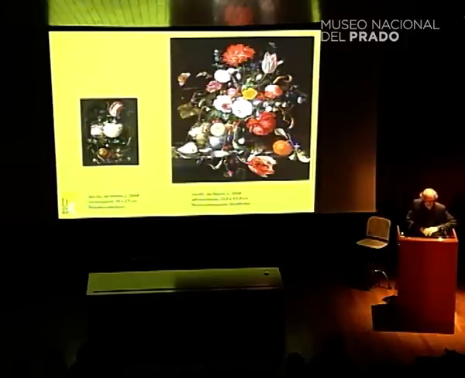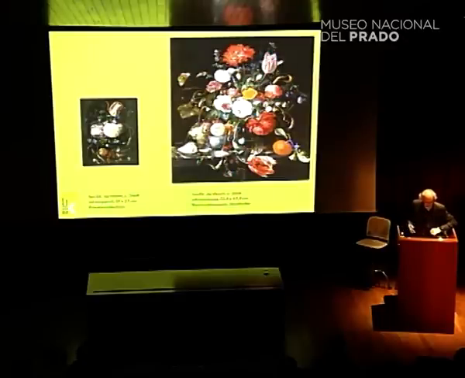Yeah, here are two more examples of De Heem's work from the second half of the 1680s. And it's interesting to note that the painting to the right is actually described in an inventory in the 1680s as a still life representing the four elements.